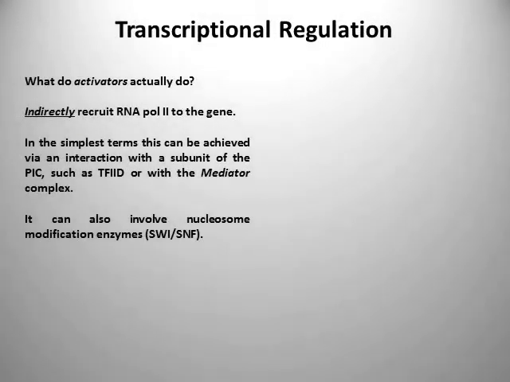So how do the activators actually work? I've said that they enhance expression, but how do they do that? It's not by magic. They effectively activate gene expression by indirectly recruiting RNA polymerase II to the gene. They don't directly recruit the polymerase, but they have the function to indirectly recruit it to the gene. In the simplest terms, this can be achieved by an interaction with a subunit of the preinitiation complex, such as TFIID, or it can be achieved by an interaction with this complex I mentioned at the beginning of the lecture, the mediator complex.